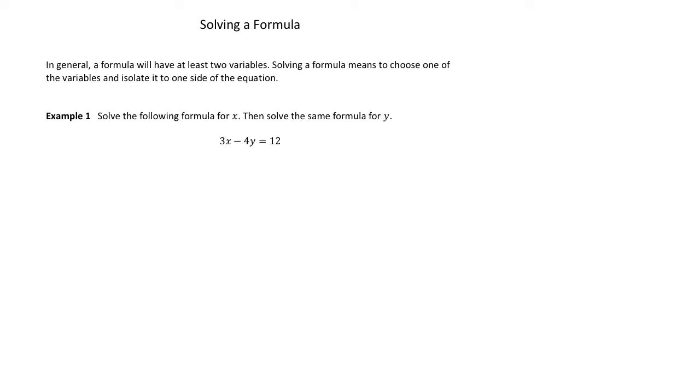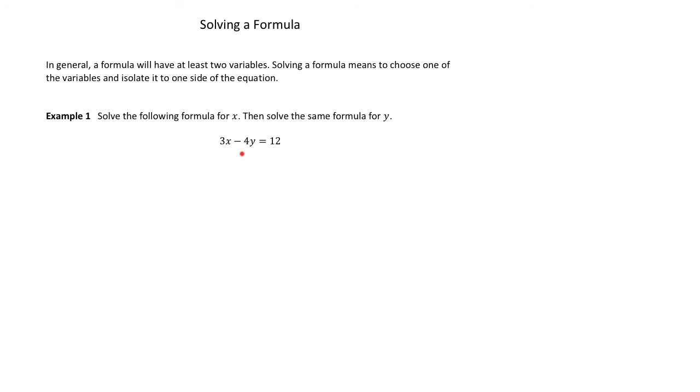To solve a formula, something like 3x minus 4y is equal to 12, the idea is to choose one of the variables, either in this case x or y, and isolate it to get it by itself on one side of the equation. So we can use all of the concepts that we did for solving a linear equation. The only difference is our answer won't be a number, it'll involve some other variable. So let's check this out.